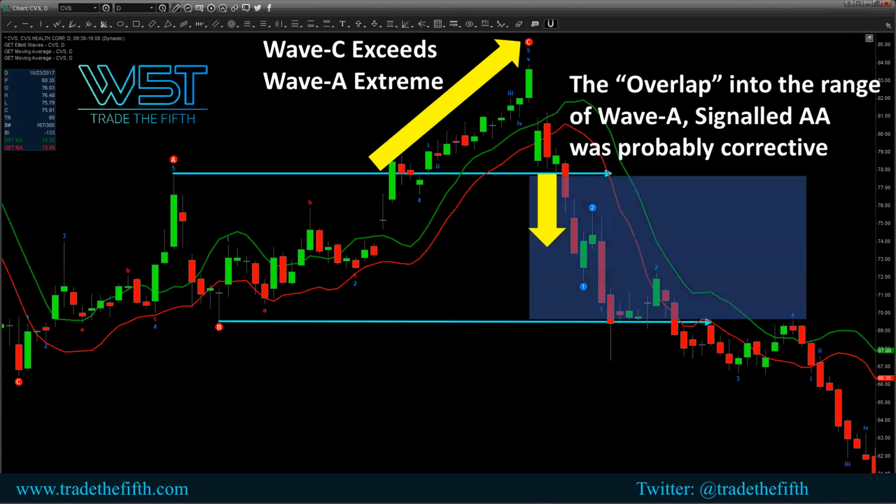Okay, so the overlap into the range of A signals A was probably corrected. That's a very confusing statement, but we get that move above the wave A high, and that's classed as a C. Once the price action moves back into that range, the correction is over, okay? Does that make sense? So we've had the A, the B, the price action has moved above this range here. It's found a high. As soon as it comes back below the original wave A high, the correction is over. It's classed as being over. Yeah, either after a 5th wave down.